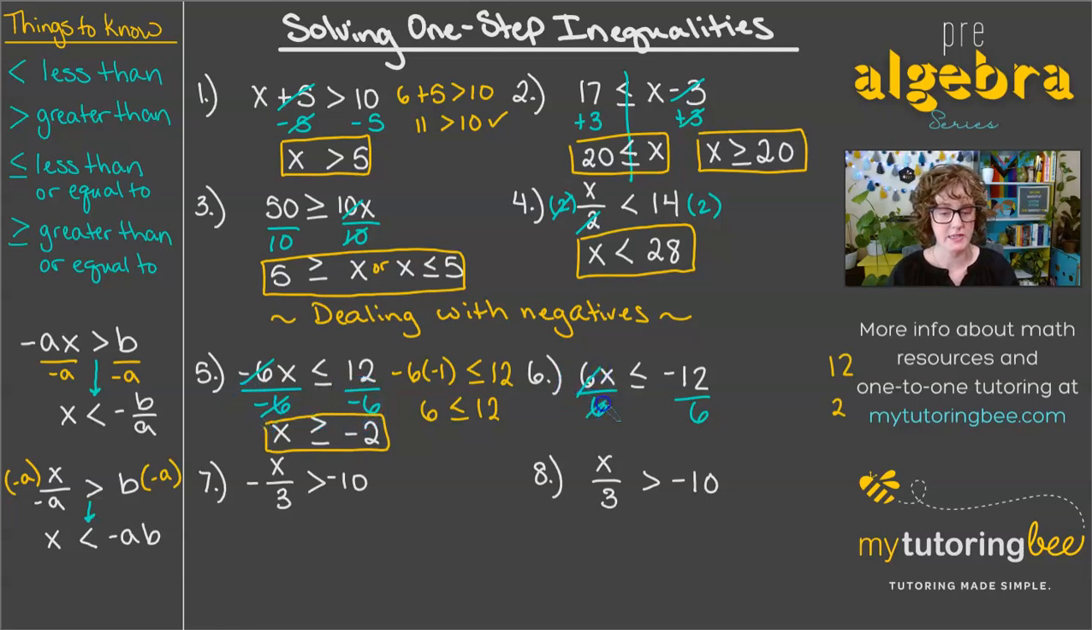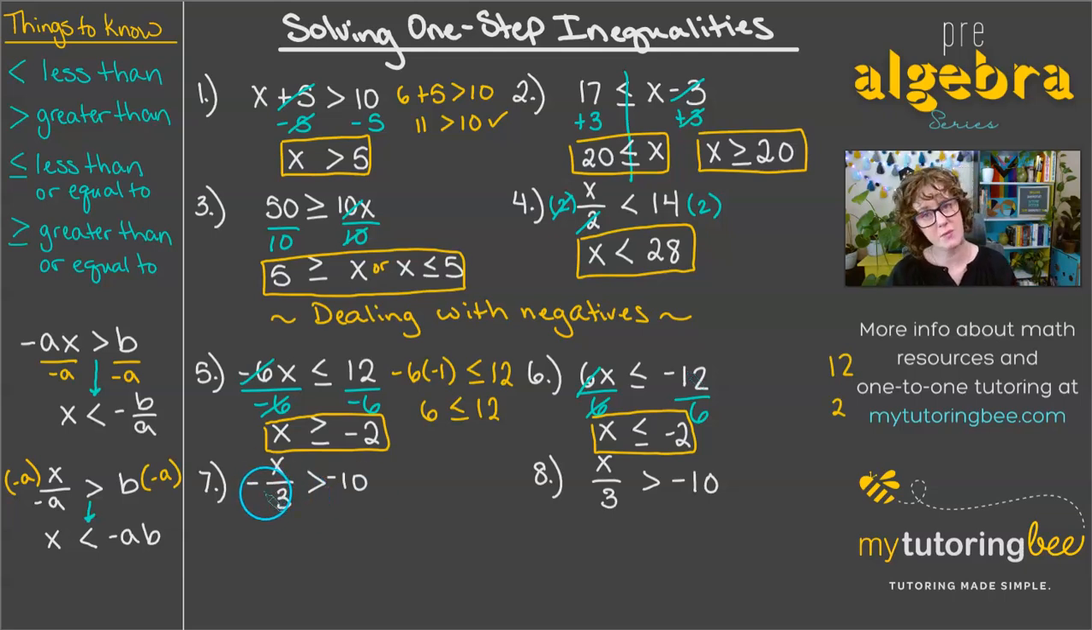So this is going to cancel out our 6's. So we get x, and then negative 12 divided by 6 does give us negative 2, but we are going to keep it as less than or equal to. So that is our solution for this one. We don't flip it unless the number that we are dividing by is negative, not the number that we are actually dividing, the number that's on top.